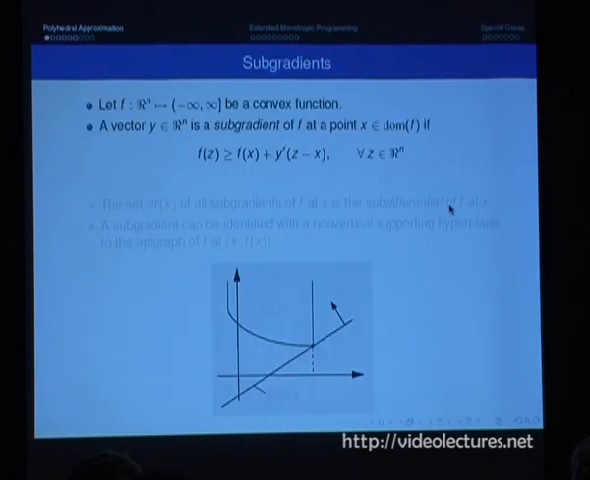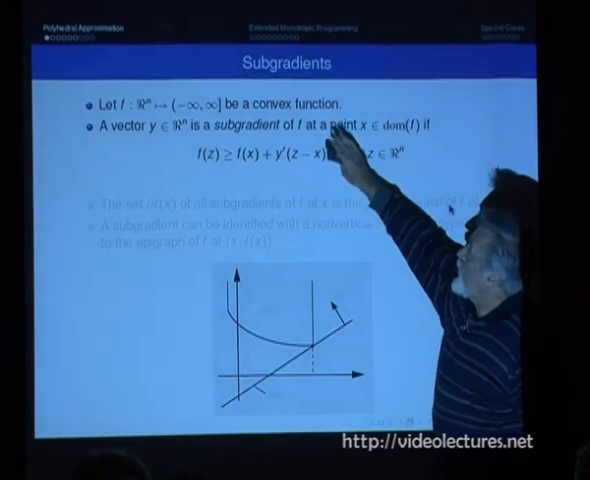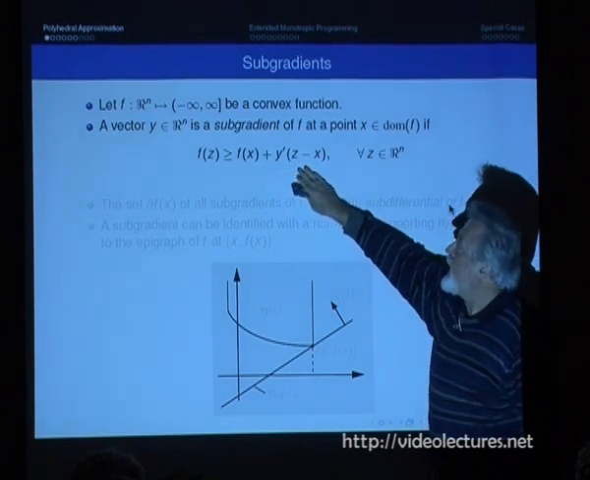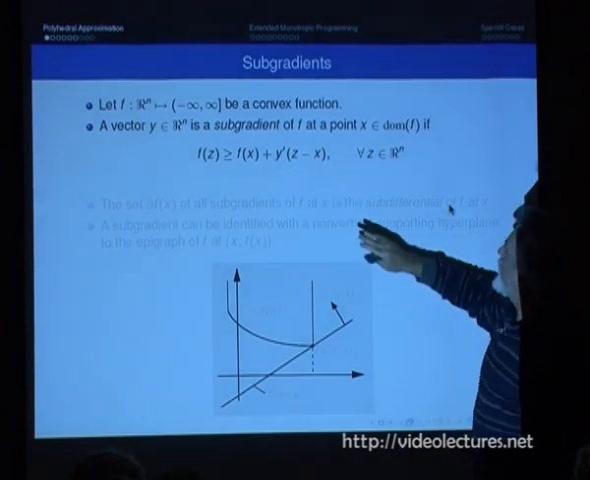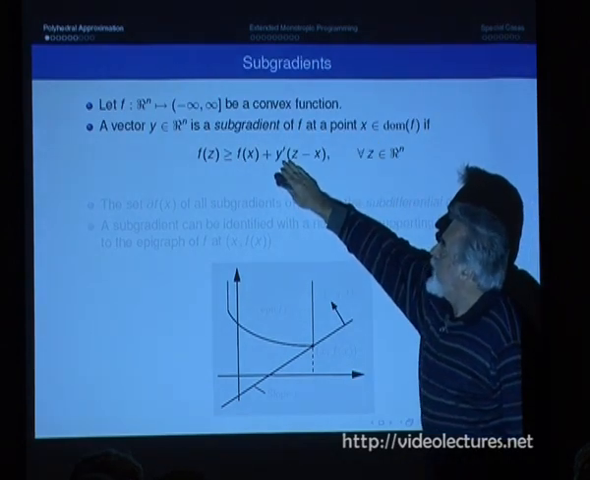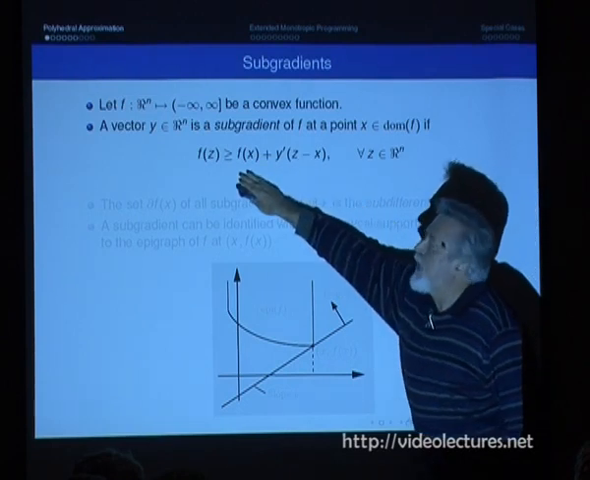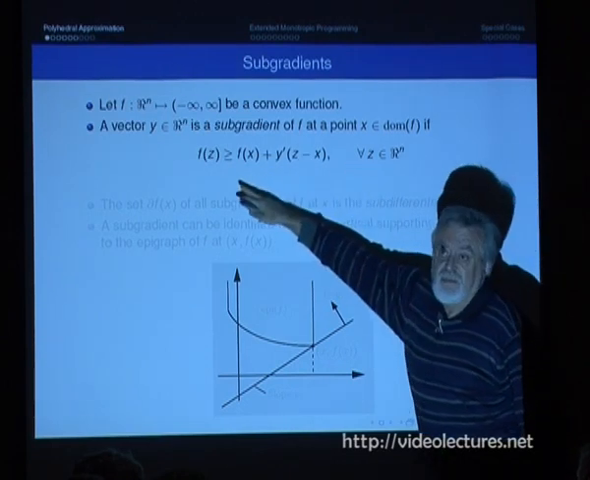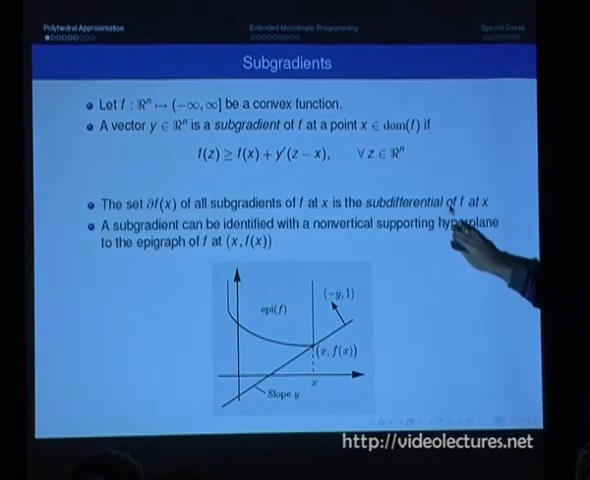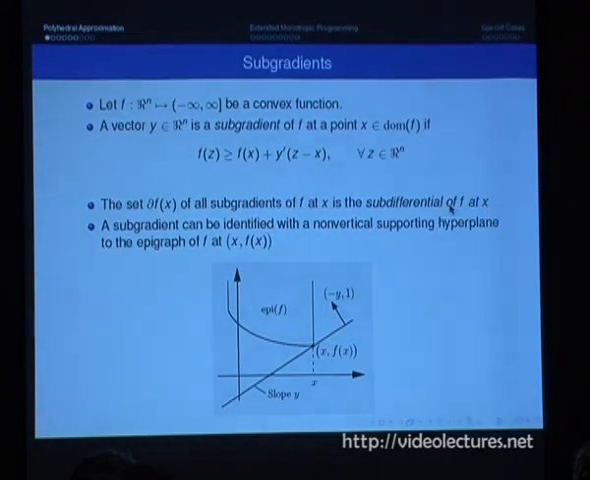Okay, let me remind you the definition of a subgradient of an extended real-valued convex function. It's a vector y. My subgradients are going to be y's, and my primal variables are going to be x. So for a point x, a subgradient is one for which this linear function of z lies below the f for all z. And the set of all subgradients is called the subdifferential. It's denoted by this partial f of x.